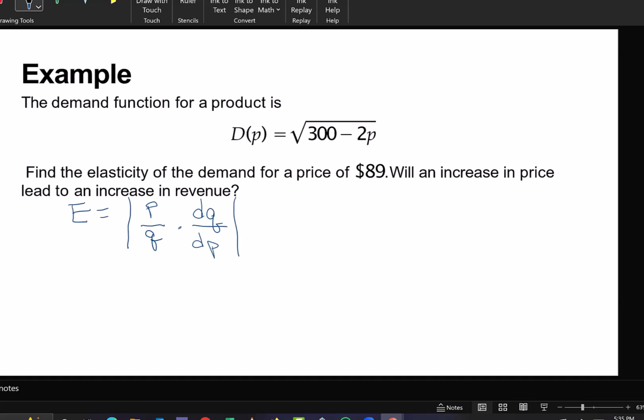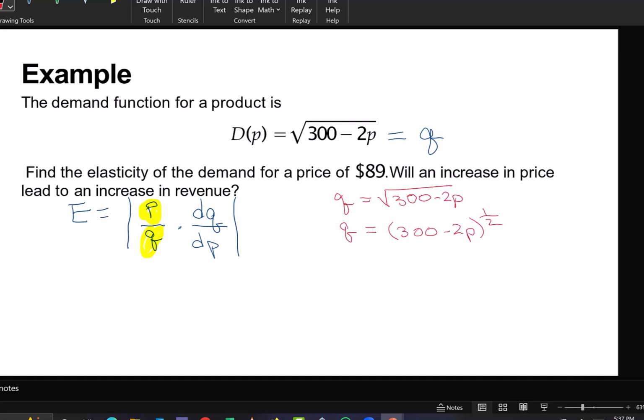We know D of P is the demand function, and this is equal to the quantity. We are going to find P. I can solve for Q in terms of P, which I already have, and then I can take the derivative. Q is equal to the square root of 300 minus 2P. I just take the derivative of this. I'm going to rewrite this as 300 minus 2P to the 1/2 power.